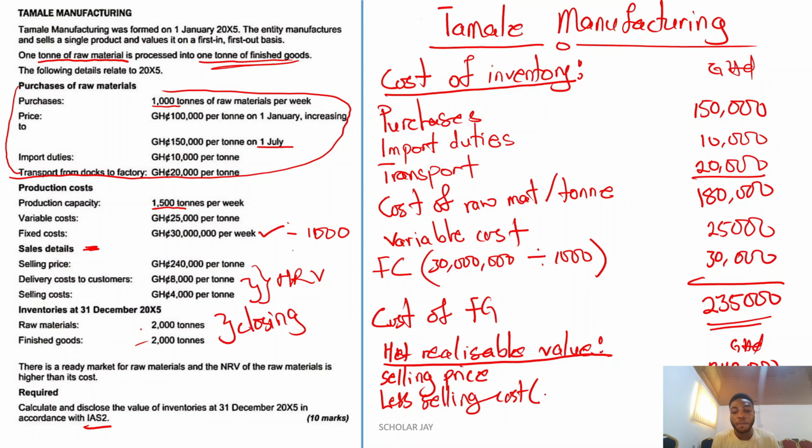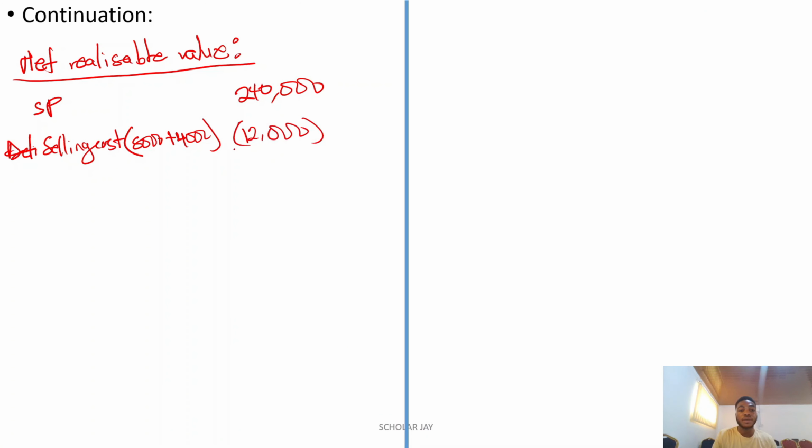So 8,000 plus 4,000. That will give me 12,000. So let's subtract this from it. We are going to have 240,000 minus 12,000. So we end up getting 228,000. So this is the NRV.